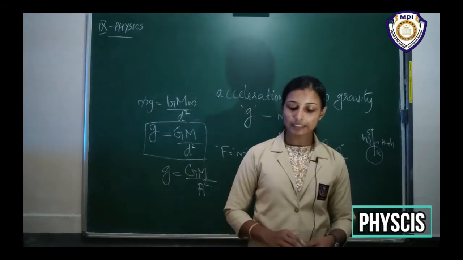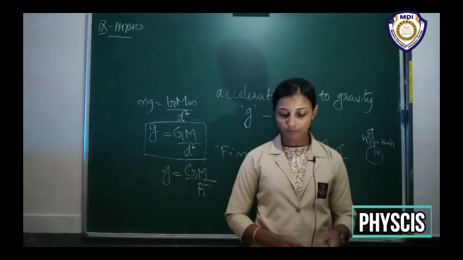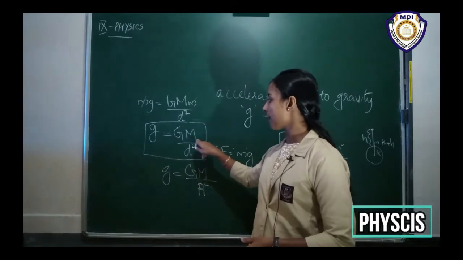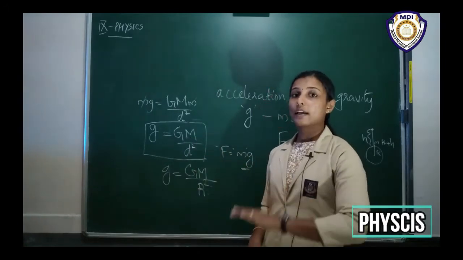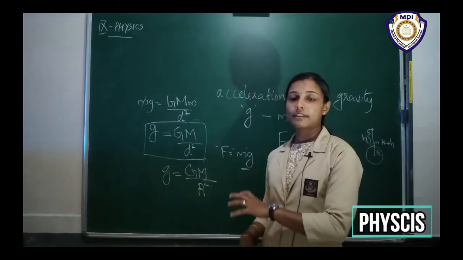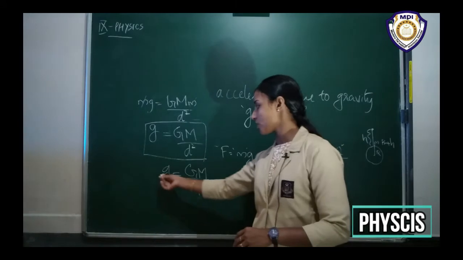Okay, but for objects far from the earth, the acceleration due to the gravitational force of the earth is given by this equation, g is equal to GM by d square. When the object is near or on the surface of the earth, then only we can apply the other equation, right?